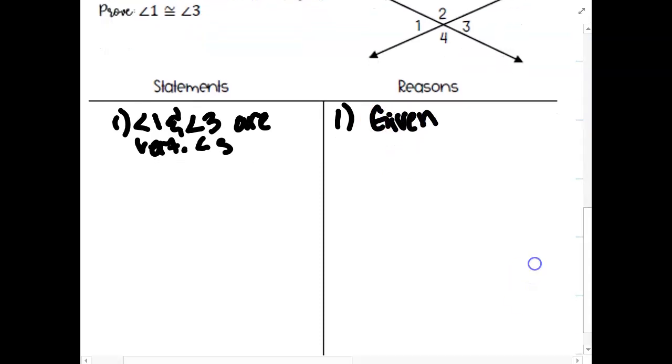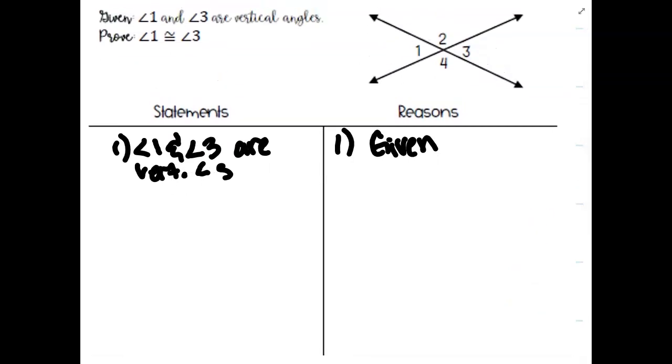Now, what we want to do next, looking at my picture, is pick out some information that I also know. Just from my picture, I know that angles 1 and 2 are supplementary. How do I know angles 1 and 2 are supplementary? They're a linear pair, would be the technical definition. So my second statement is angle 1 and angle 2 are supplementary.